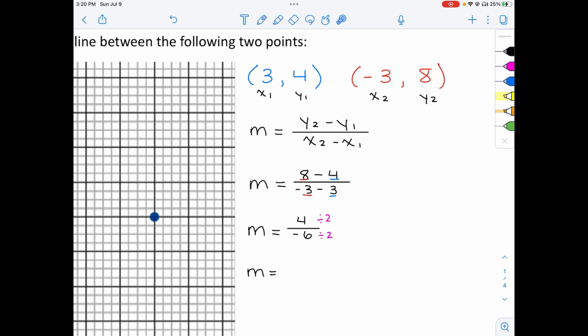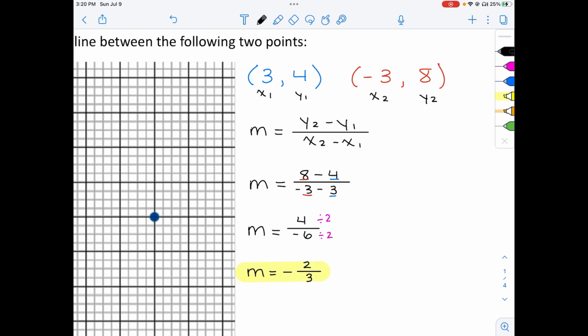Now, when you have a negative sign in either piece of your fraction, it could be on the top, in this case it's on the bottom, you can just write it out front like this, right? If one of the values is negative, it makes the entire fraction negative. If they both are negative, then the entire fraction would be positive. So I like to write it out in front just because it makes it easier for me to see. So it's negative, and then 4 divided by 2 is 2, and 6 divided by 2 is 3. Okay, so my slope is negative 2 over 3.